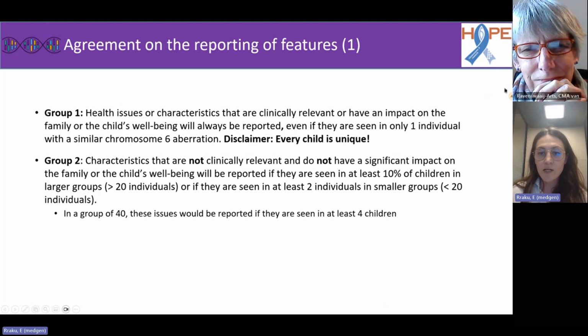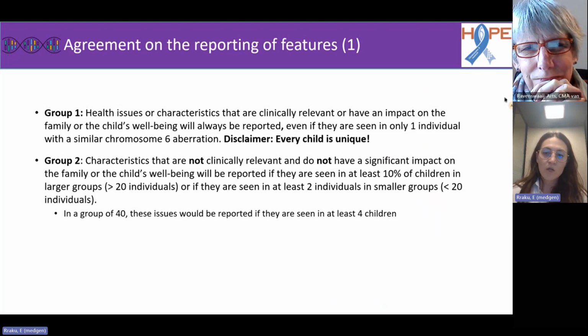The second statement was that characteristics that are not clinically relevant and do not have a significant impact on the family or the child's well-being will be reported if they are seen in at least 10% of the children in larger groups, so in groups of at least 20, or if they are seen in at least 2 individuals in smaller groups, groups of less than 20 individuals. So, for example, if there's a group of 40 children with a similar aberration, non-clinically relevant features would be reported if they are seen in at least 4 of them.